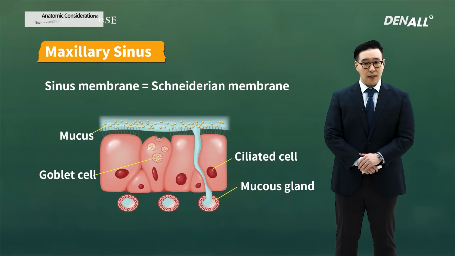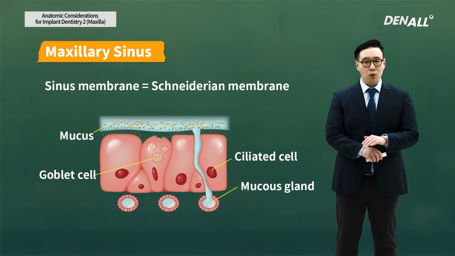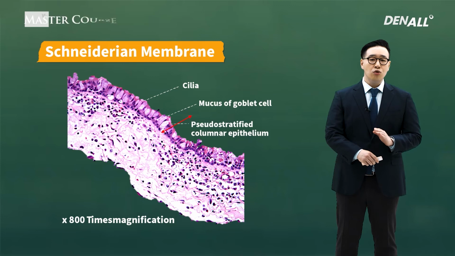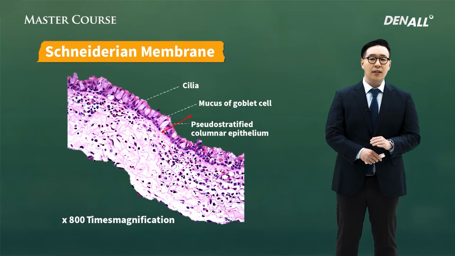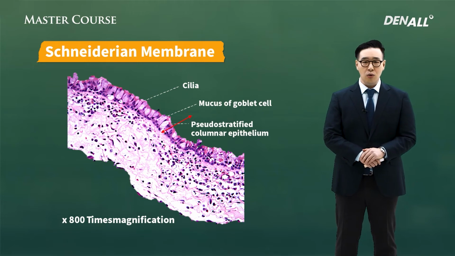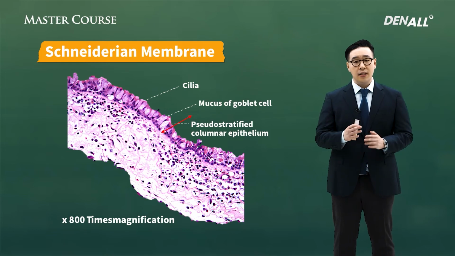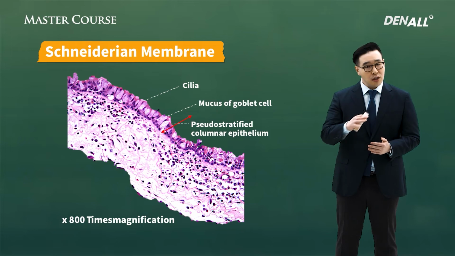And this sinus membrane, which is also called the Schneiderian membrane, has a lot of mucus glands, and it's called pseudo-stratified columnar epithelium. And from the goblet cells, a layer of mucus is always formed on top, so the incoming air becomes moist, and the mucus actually cleans the inside.